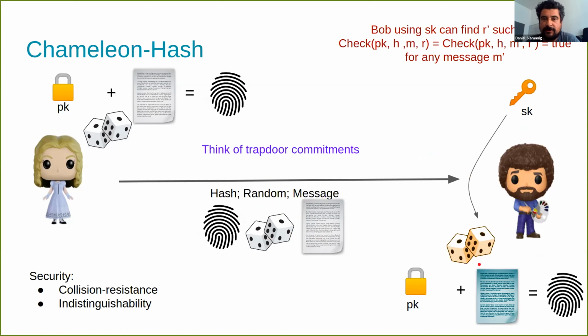So basically you can think of a trapdoor commitment, right? So that you compute and then you can open in different ways. So what you want to have from that is that as long as you don't know the secret key, you have collision resistance. And another property that is important for applications is that you have indistinguishability, which basically means that if you see the randomness and the hash value and the message, then you have no idea whether this comes from the original hashing or whether you have computed a collision for it.